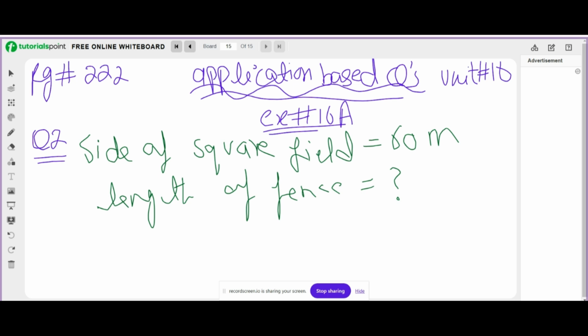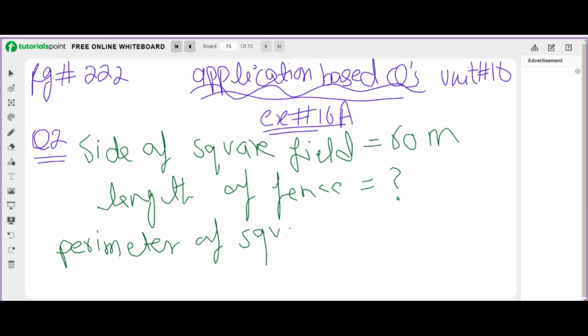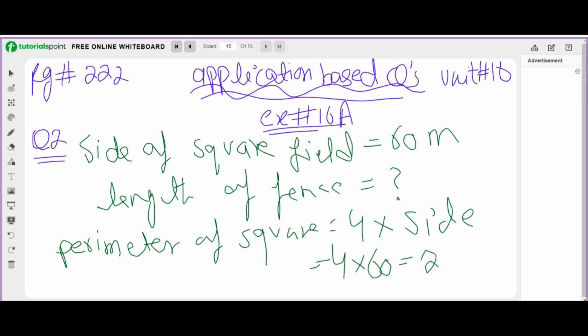So the perimeter of a square is equal to 4 multiplied by the side. So you have to mention the sides first. Then 4 multiplied by 60 is equal to 240 meter. Now this is the length.